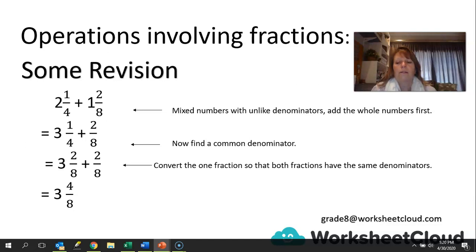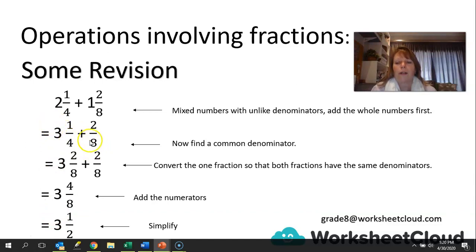Okay, and that is going to then give me 3.5 because I need to simplify. Let's just go over this one again. I dealt with the whole numbers first, so I can add whole numbers together, but I must remember to carry on carrying that whole number down because it is part of the calculation.